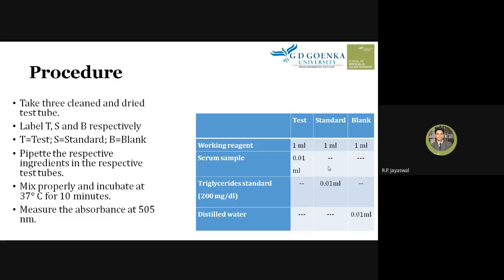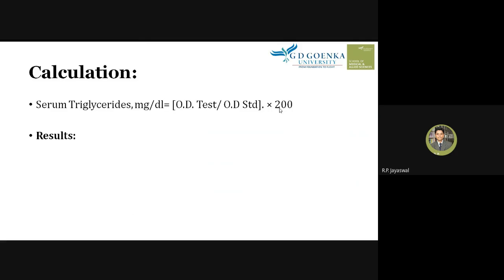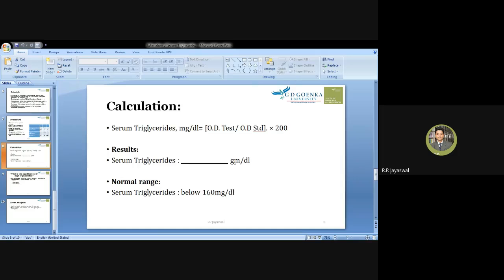Now, when we have the absorbance of test and absorbance of standard, we can do the calculation. The formula is: serum triglyceride in mg per dl is equal to OD of test divided by OD of standard multiplied by 200. 200 is the standard concentration for triglycerides. Now you can write the results by putting in the value of OD of test, that is absorbance of test, and OD of standard, meaning absorbance of standard. Put the values in this formula, multiply by 200, and you get the results.